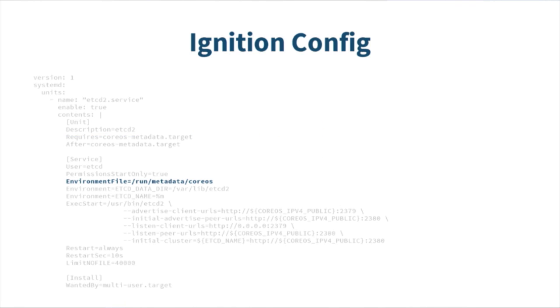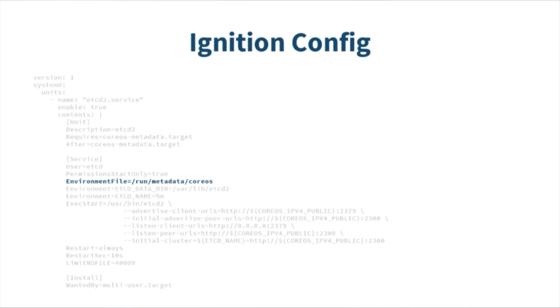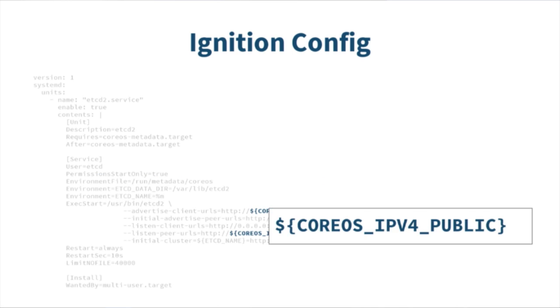The next change is we're going to be sourcing in this file. In this particular case, we're writing it to /run/metadata/coreos. And then we're going to use this in our ExecStart line, and we're going to be substituting in the CoreOS IPv4 public address.